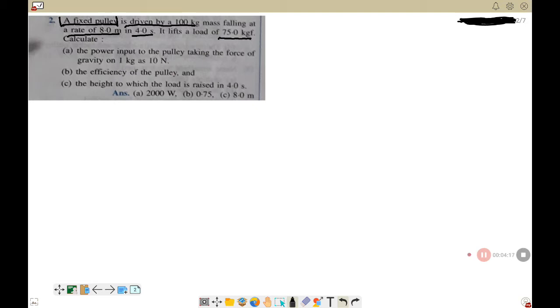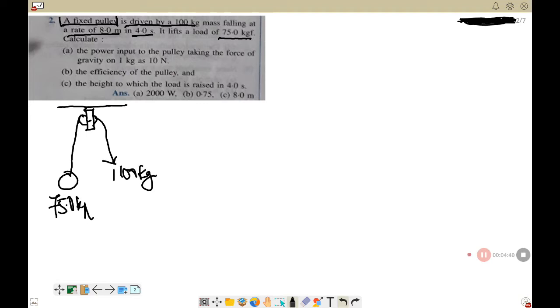75.0 kilogram force. Let us again draw a pulley to make you all understand. I have a single fixed pulley, and here I have a load, and the load is 75.0 kgf, and on the other end there is a 100 kilogram mass which is falling in the downward direction at the rate of 8 meter in 4 seconds, which means it's 2 meter per second, just a simple logic here.